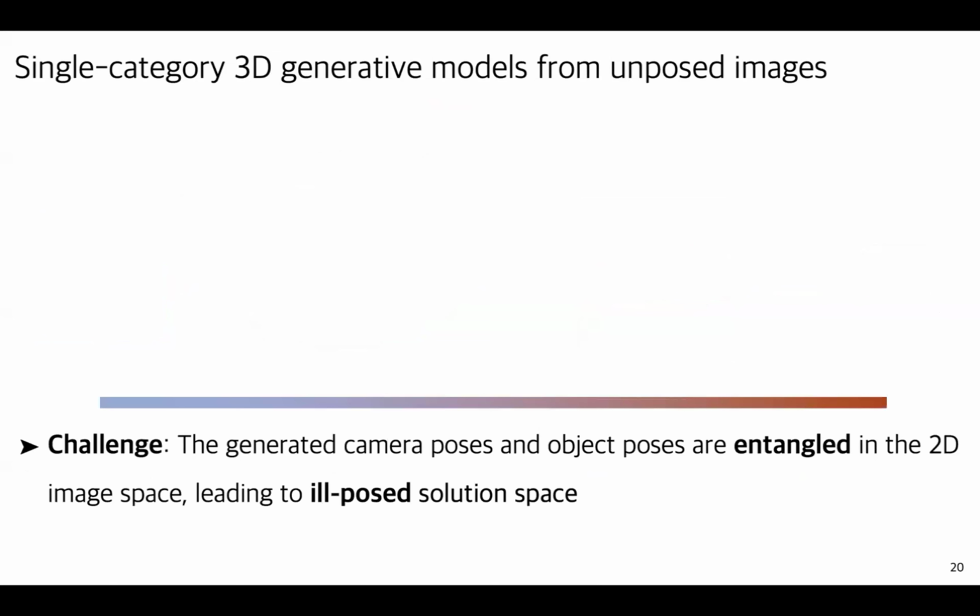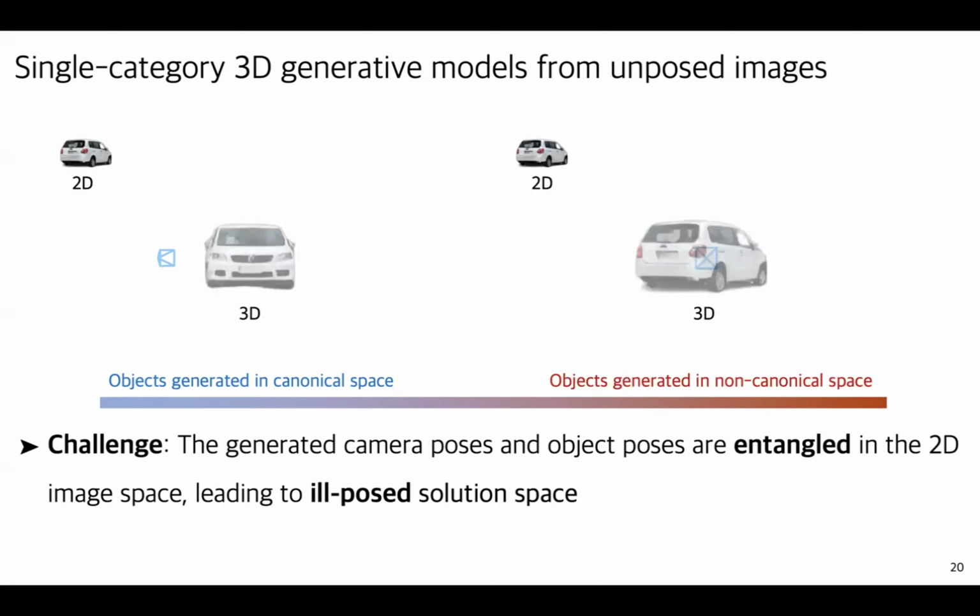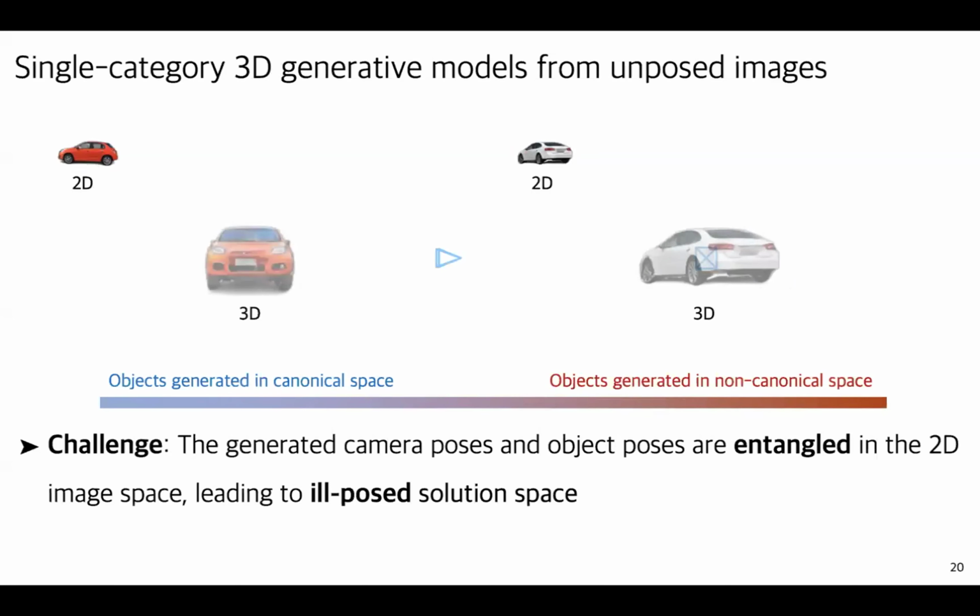For example, we can consider this spectrum. On the very left side, we have the ideal solution where we have the objects generated in the canonical space, and then we have the camera poses also correctly recovered. And on the very right side, we can consider this case, which also provides us the same 2D image distribution. But in this case, we place the camera at the same location and just change what is generated in the 3D space. For example, we can generate a planar structure and put the car on the plane. And then this also leads to the same 2D image distribution, right?